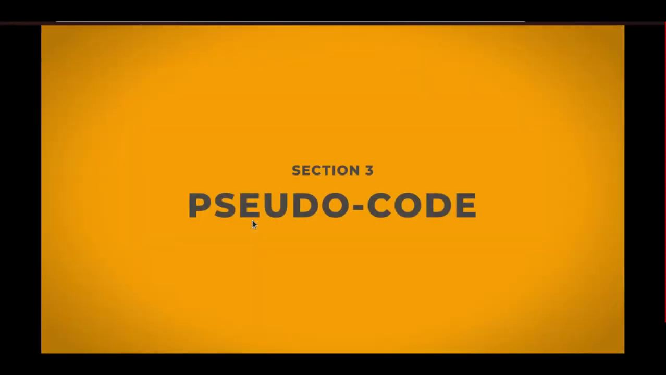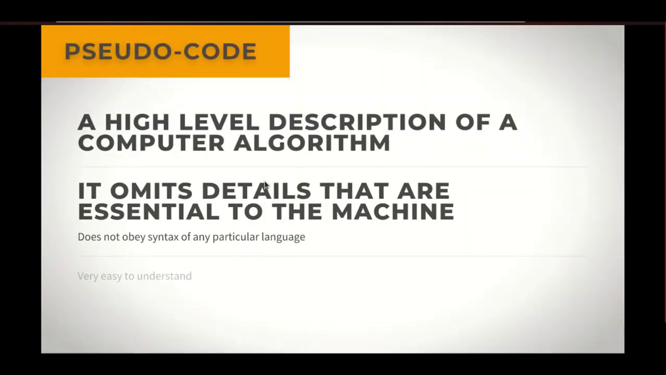Okay, cool. So now let's get to the exciting part, pseudocode. We know that pseudo is false, right? So false code, as it were. Basically pseudocode is sort of a planning phase before we write our code. So pseudocode is a high level description of a computer algorithm. When we want to build something, we need to do a step by step planning of the algorithm. It omits details that are essential to the machine, it's just planning, it's purely planning.